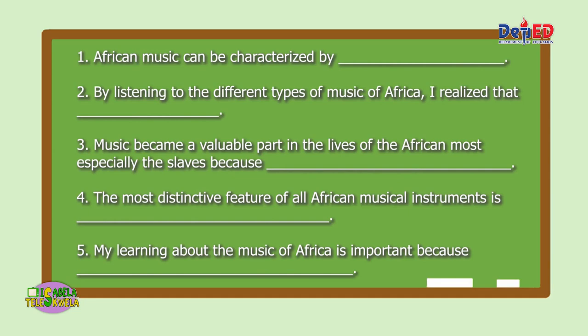Item number 1. African music can be characterized by blank. Item number 2. By listening to the different types of music of Africa, I realized that blank. Item number 3. Music became a valuable part of the lives of Africans, most especially the slaves, because blank. Item number 4. The most distinct feature of all African musical instruments is blank. Item number 5. My learning about the music of Africa is important because blank.